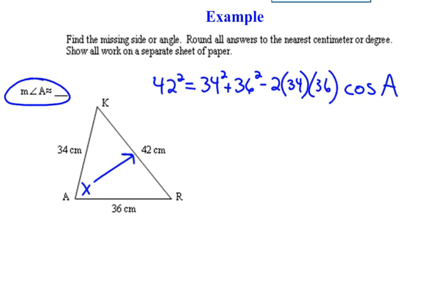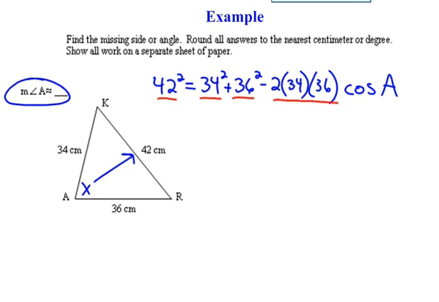Now we're ready to solve for angle A. Now we know that because we're finding an angle, eventually we're going to have to use the inverse cosine. But that's getting ahead of ourselves. First we have to get cosine of A by itself. Now, if you prefer to square all these numbers and multiply these three numbers together, by all means go ahead and do that. I don't prefer to do that.